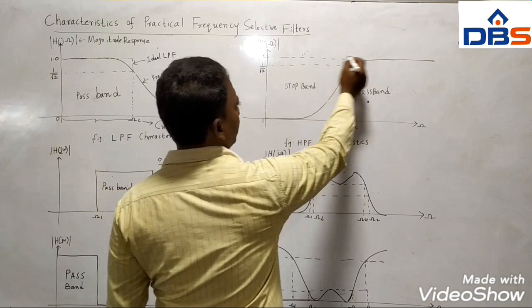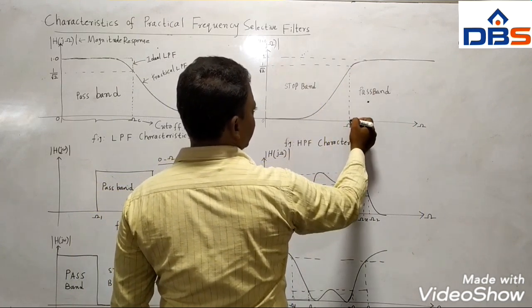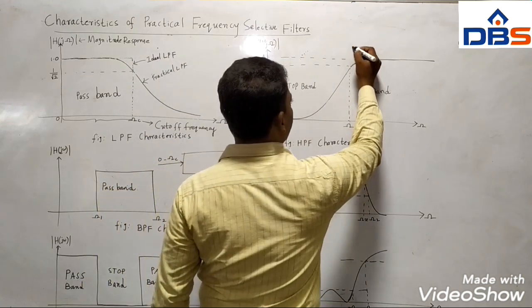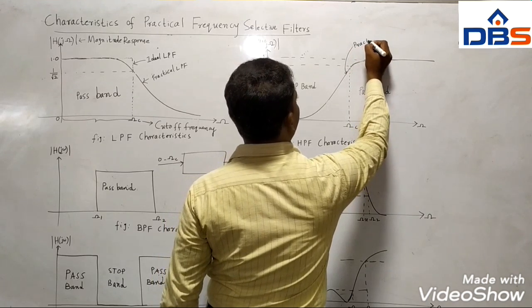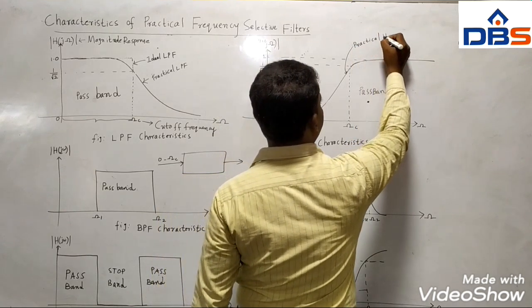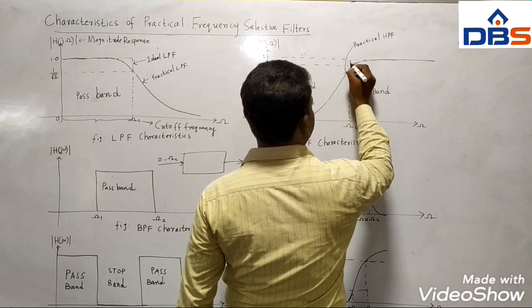Here also the maximum magnitude is 1, and this is 3 dB down, and at 3 dB down we define the cutoff frequency. Now you see the practical case. Generally, practical means these are realizable. This is the practical high pass filter, and you see these characteristics.